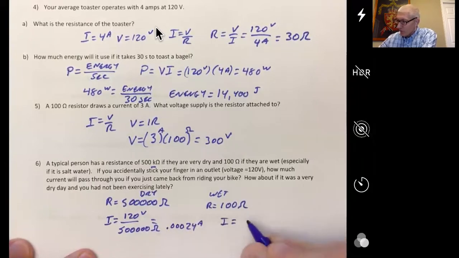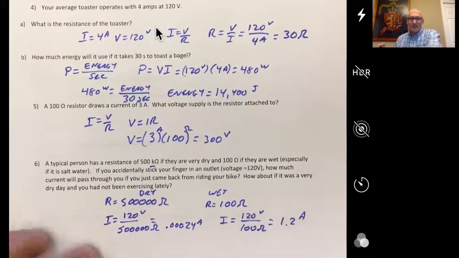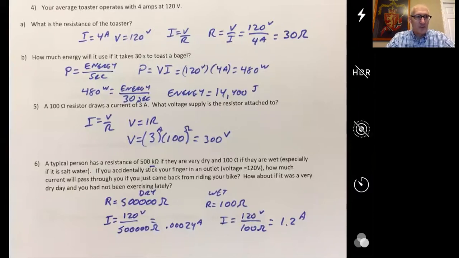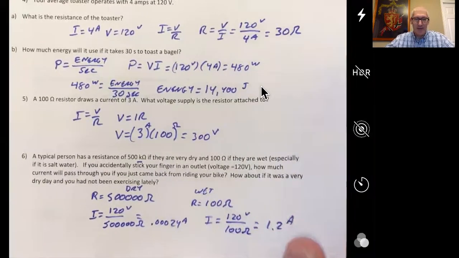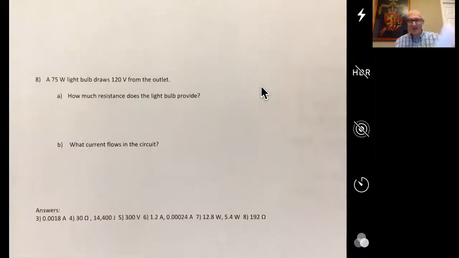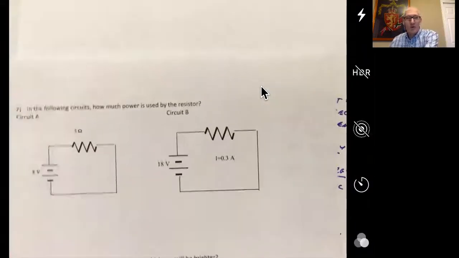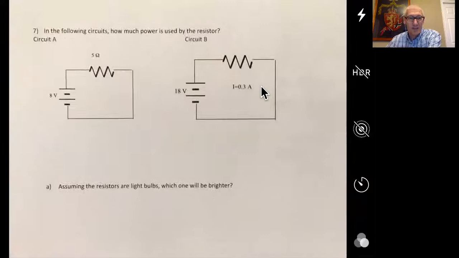Compare that to when you're wet. 120 volts divided by 100 ohms. And that is so much larger. In fact, it's so much larger that that would be quite dangerous to you, especially if it went across your heart. So bad, bad, bad to mess around with electricity when you're wet because your resistance goes down dramatically. All right, a couple more problems here, and then that will take care of you.